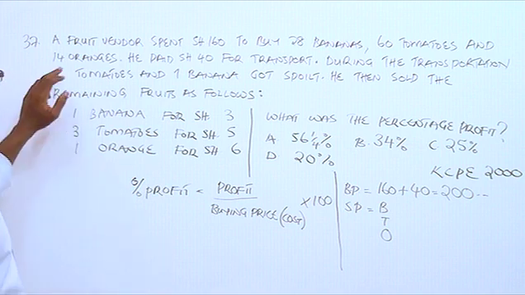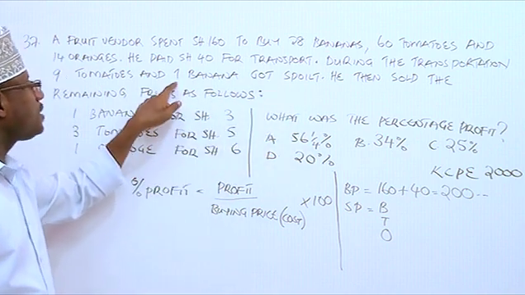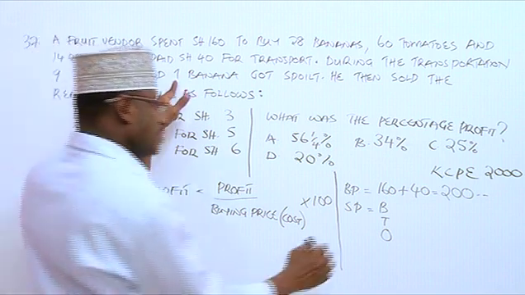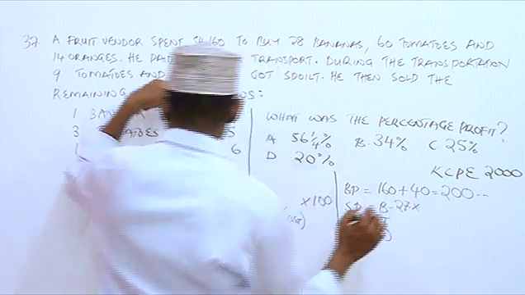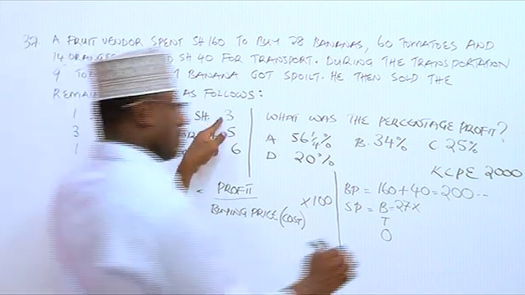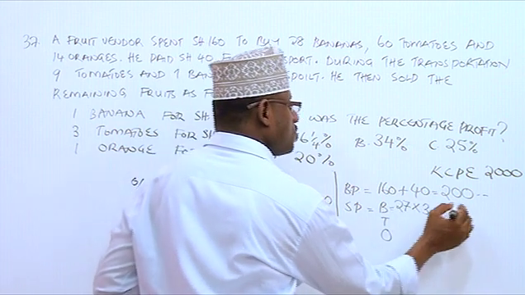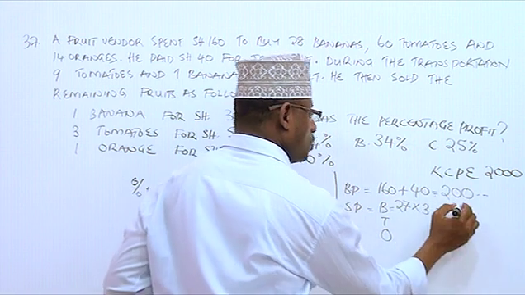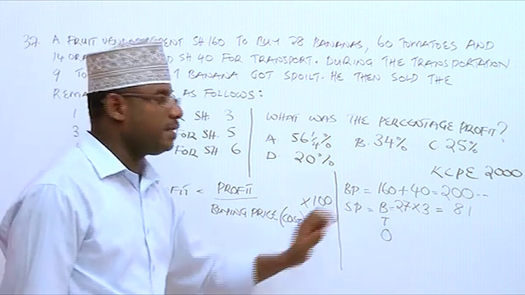But then the question is telling us that 1 banana got spoiled. So out of 28, how many remained? 28 minus 1 is 27. So 27 bananas remained, multiplied by each banana is 3 shillings. 7 times 3 is 21, 2 times 3 is 6, plus the 2 is 81. Now this is the amount he got after selling the bananas.